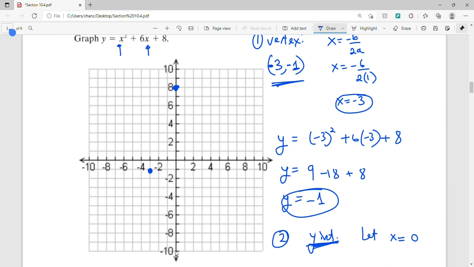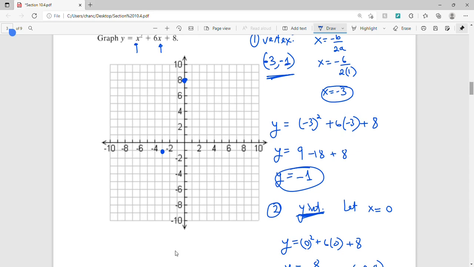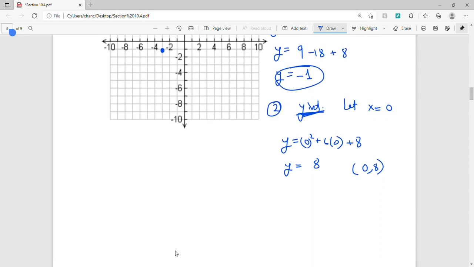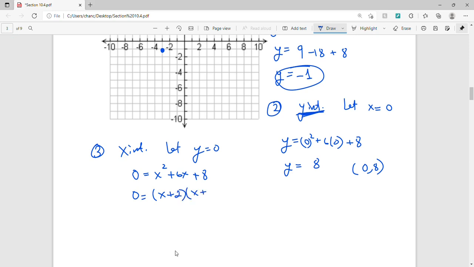And now we'll find the x-intercept. Let's find the x-intercept. To find the x-intercept, you're going to let y be equal to 0. So in the original equation, we have 0 equals x squared plus 6x plus 8. I can factor this. This factors as x plus 2 times the quantity x plus 4. And so if you solve this for x, you'll have x equals negative 2 or x equals negative 4.